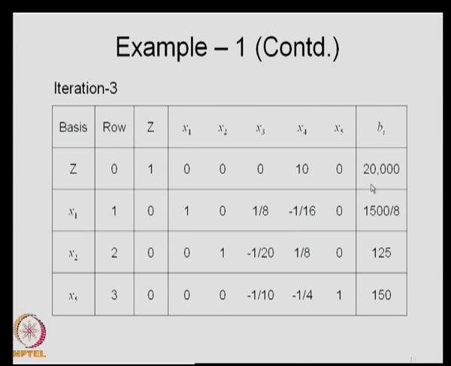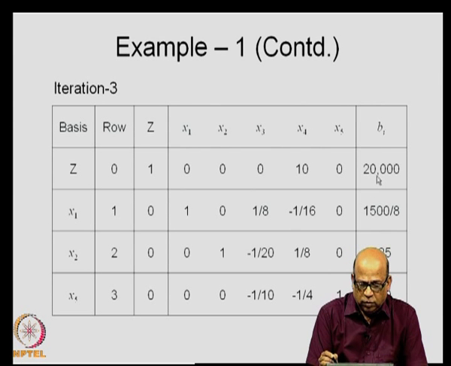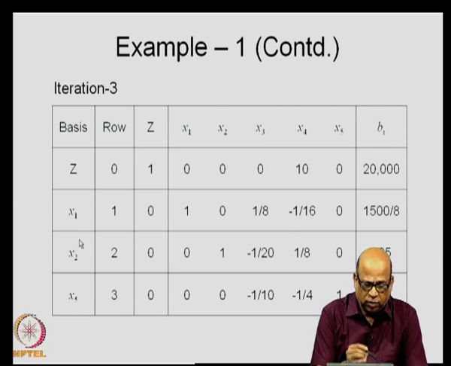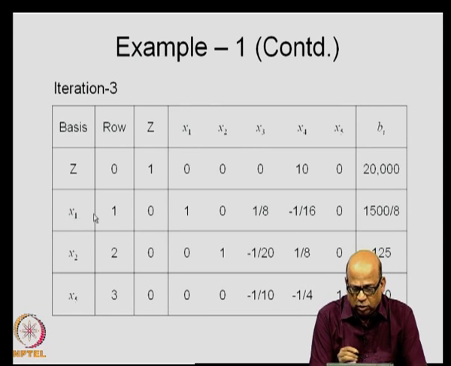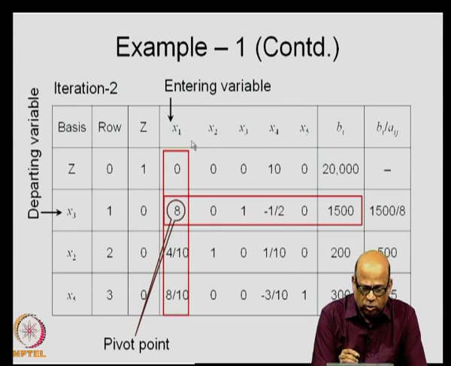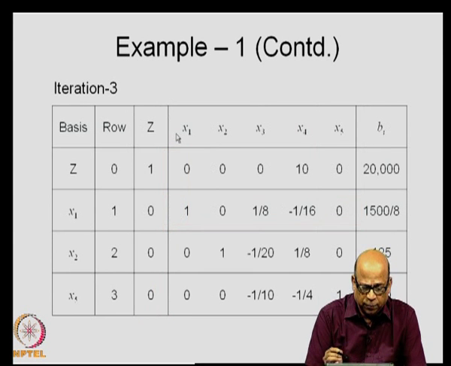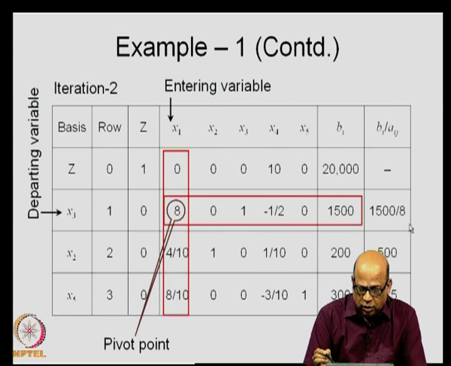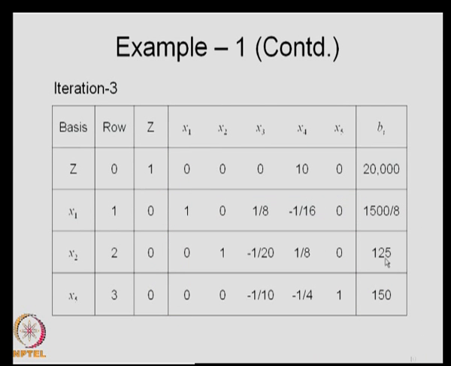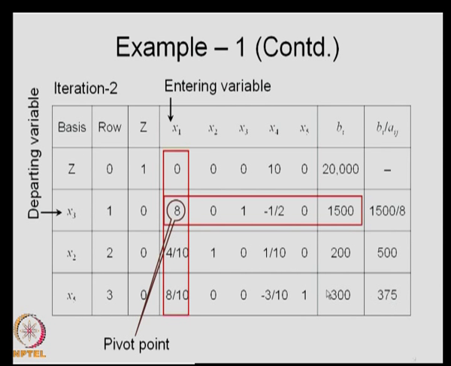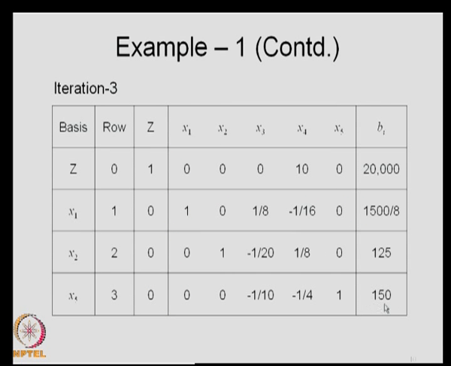The point to be noted is that the objective function value remains the same, although your solution is different. Why I say solution is different? It is because x1 is equal to 1500 by 8 here. What was the x1 value? x1 value was 0 here because it is a non-basic variable. So, you get another set of solutions. x2 was 200 here, x2 becomes 125, x5 was 300 here, x5 becomes 150, and therefore, you get a different solution in terms of x1, x2, x3 etcetera, but the z value still remains the same, and therefore, this is an alternate solution.